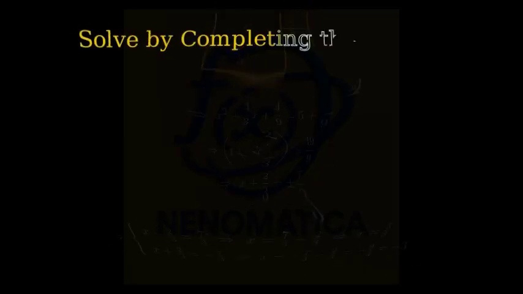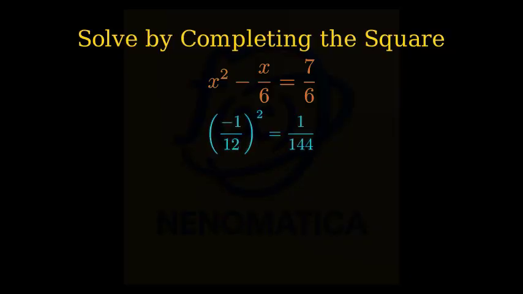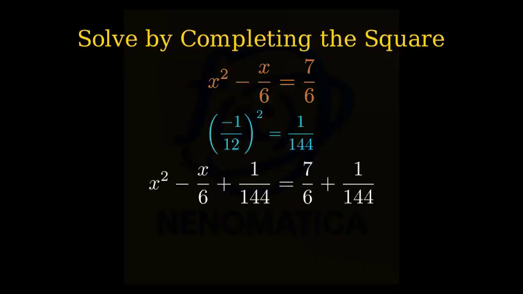In this lesson, we will solve a quadratic equation by completing the square, following the exact step order shown. The equation is x squared minus x over 6 equals 7 over 6. First, identify the coefficient of x. It is negative 1 over 6. Half of that is negative 1 over 12, and squaring gives 1 over 144. Add 1 over 144 to both sides.